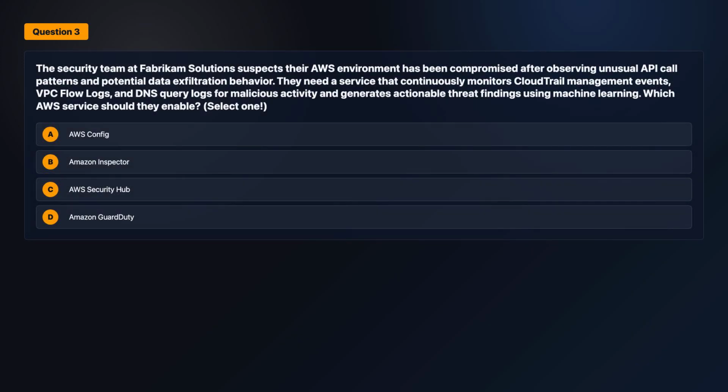All right, now for question 3. The security team at Fabricom Solutions suspects their AWS environment has been compromised after observing unusual API call patterns and potential data exfiltration behavior. They need a service that continuously monitors CloudTrail management events, VPC flow logs, and DNS query logs for malicious activity and generates actionable threat findings using machine learning. Which AWS service should they enable? Select one. Review the answer choices on screen.